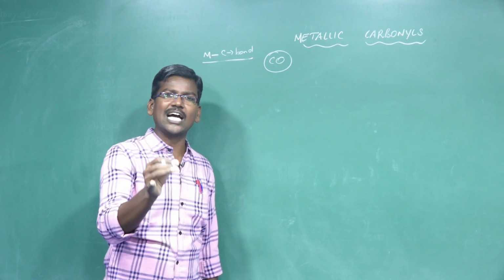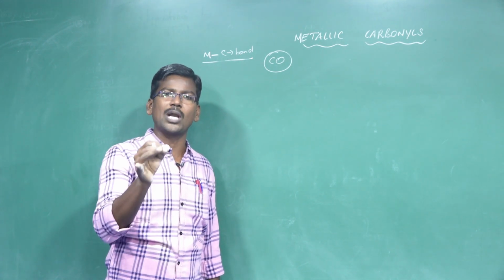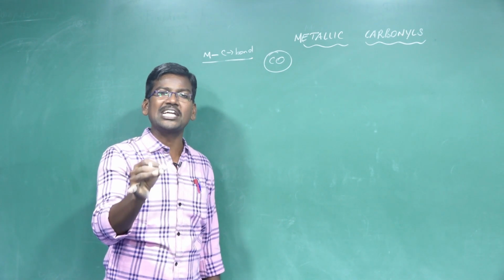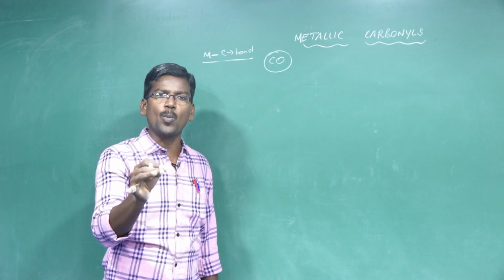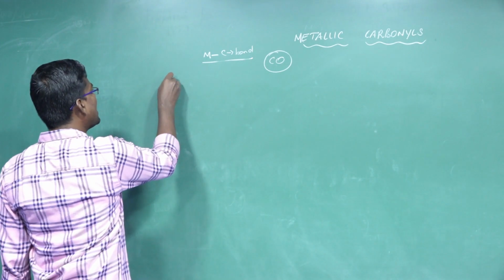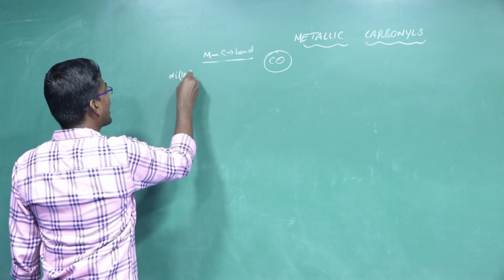So, the same kind of ligand present in a complex is known as a homoleptic complex. A different kind of ligand present in a complex is known as a heteroleptic complex. First, a homoleptic complex: nickel tetracarbonyl.